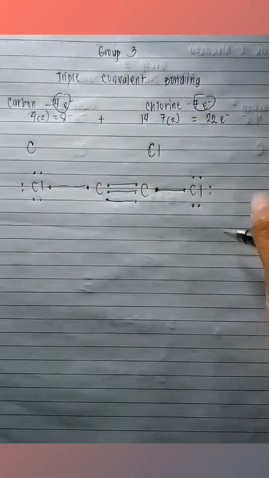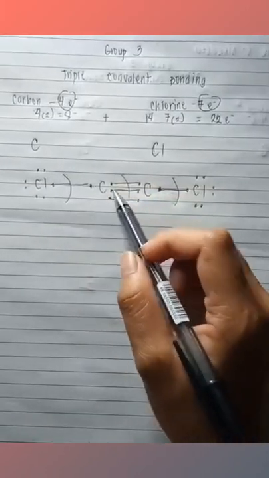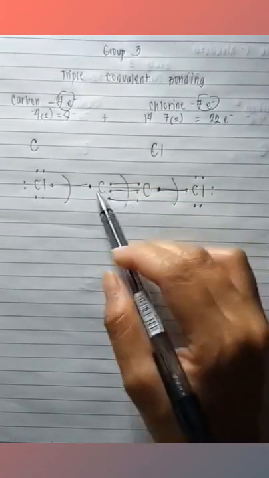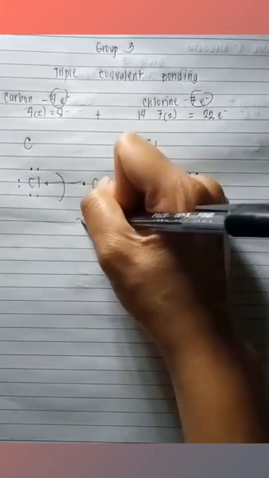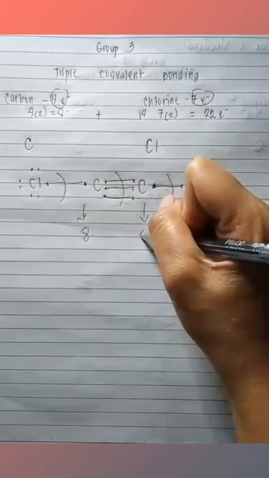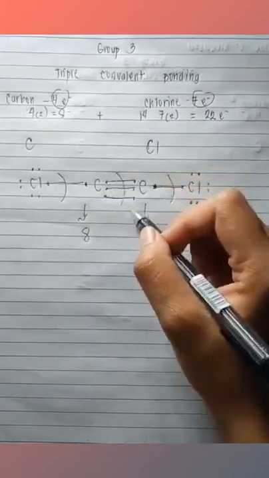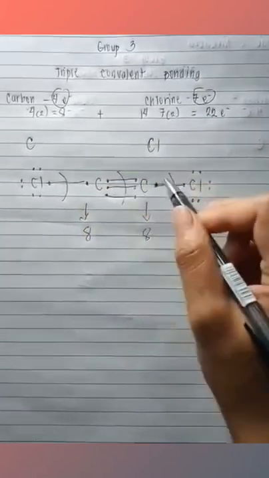We connect these two to show you the triple covalent bonding. These 3 lines represent the triple covalent bonding, which is chlorine to carbon, carbon to carbon, then carbon to chlorine. It equals 8. 1, 2, 3, then 6, 7, 8. That's why it's equal. Both are equal to 8.